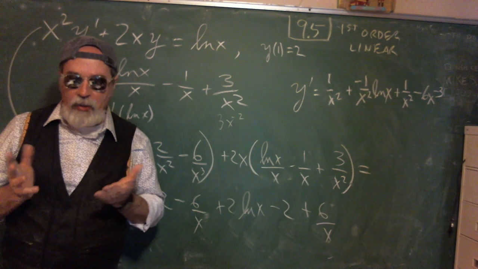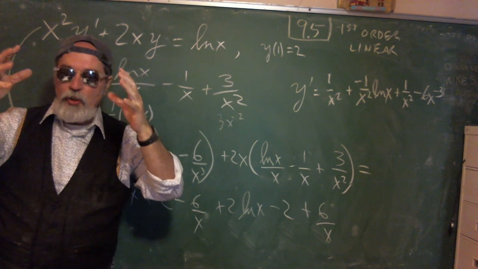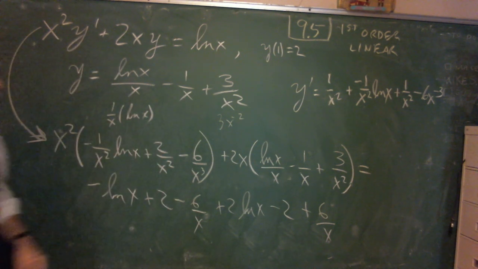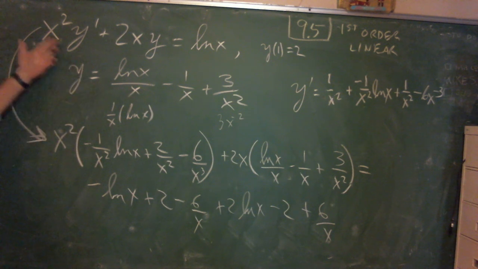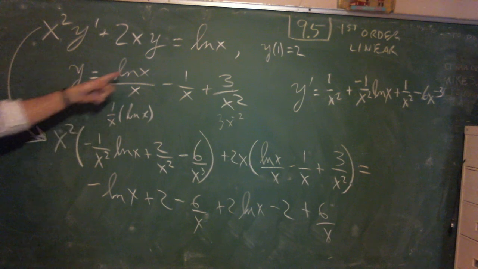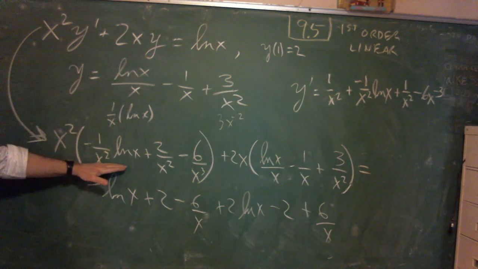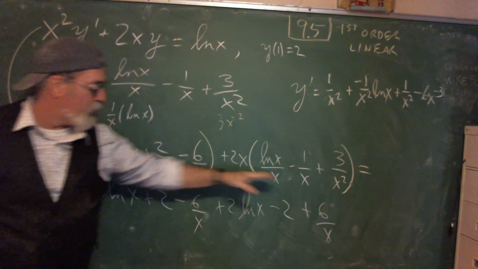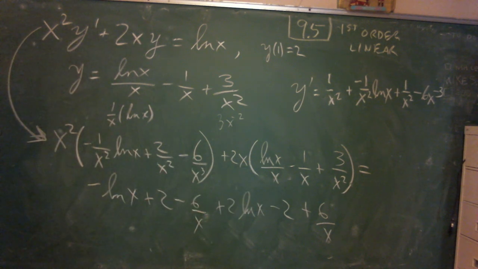How do you ever check your answers? You take the answer and you put it in the original. Well, here's the answer. You put it in the original. Well, I can't put y in for y prime. You put y prime in for y prime. But y goes here. So here's y prime times x squared plus 2x times y. And a beautiful thing happens because you did it right.